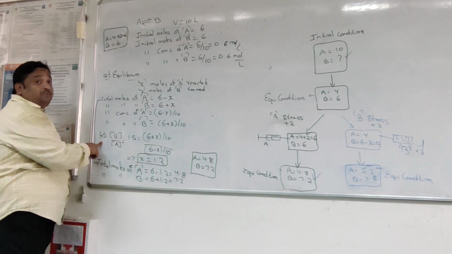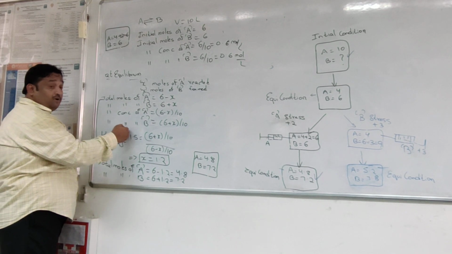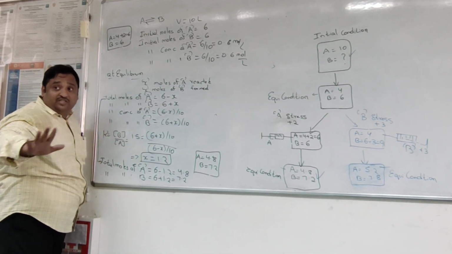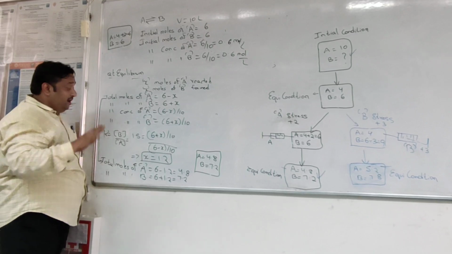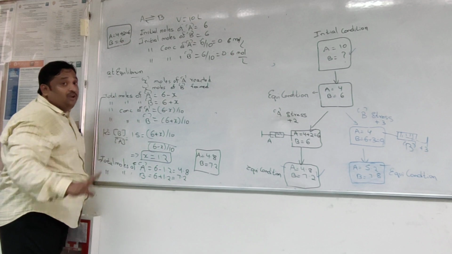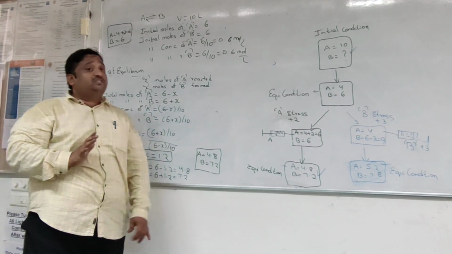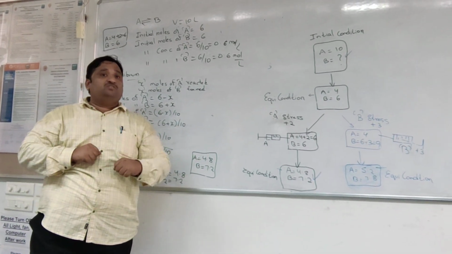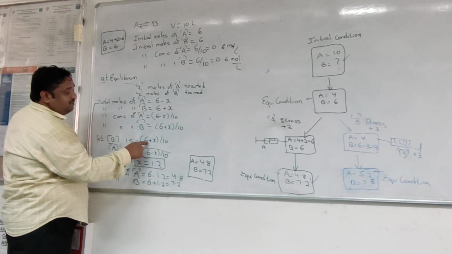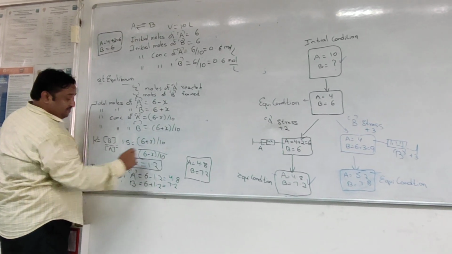Let us come back to the equilibrium constant, which is the concentration of the products by the concentration of the reactants. You are not changing the pressure, you are not changing the temperature. Whatever you change, the equilibrium constant is 1.5 only. Whether you inject more molecules into the system, you are not changing the equilibrium constant. So it is again 1.5, (6 plus X) by 10 over (6 minus X) by 10.